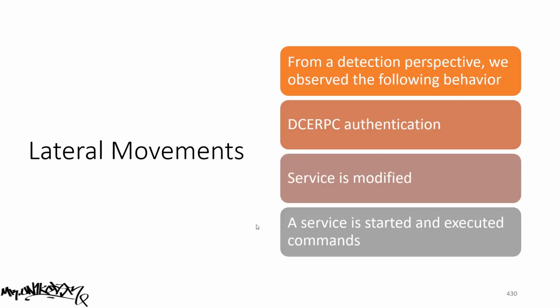So yeah, this one is also a bit limited in artifacts because you only have DCE RPC authentication and a service that is modified. Most of the detection that was in place was actually looking for a service creation and all that stuff. So sometimes just a slightly different type of event will prevent detection from being in place, right? And the service is started.